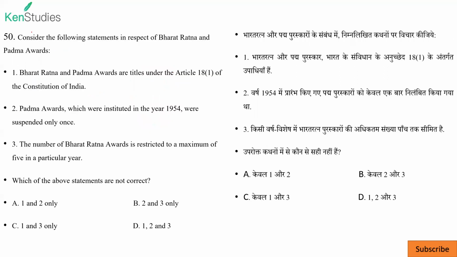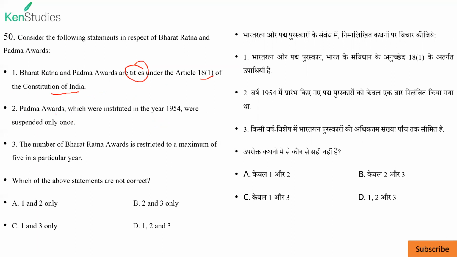Now, last question of the day. Consider the following statements in respect of Bharat Ratna and Padma Awards. First, Bharat Ratna and Padma Awards titles are under Article 18, Clause 1 of the Constitution of India. So they are not as such titles, because that article is about the abolition of titles. So it is not treated as a title. So the first statement is not correct.